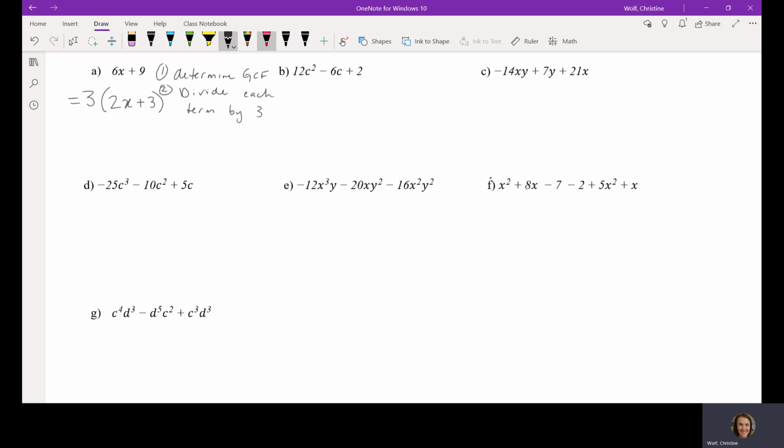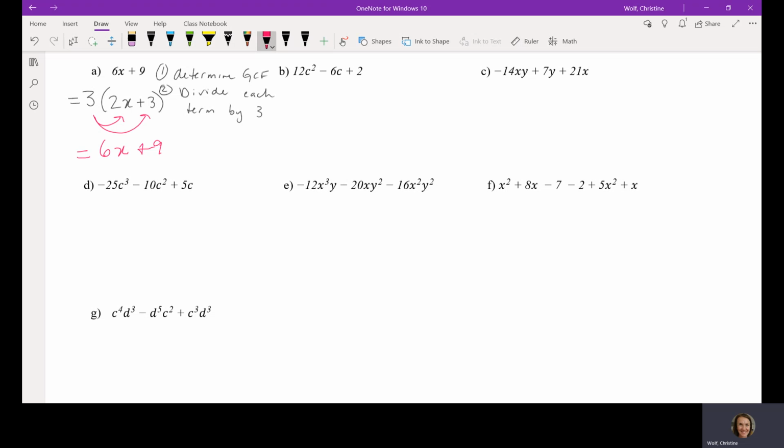Now, you can always check your work by multiplying it back in. So 3 times 2x is 6x. 3 times 3 is positive 9. I know I did it right because it matches the original question. Okay? All right, moving on to B.